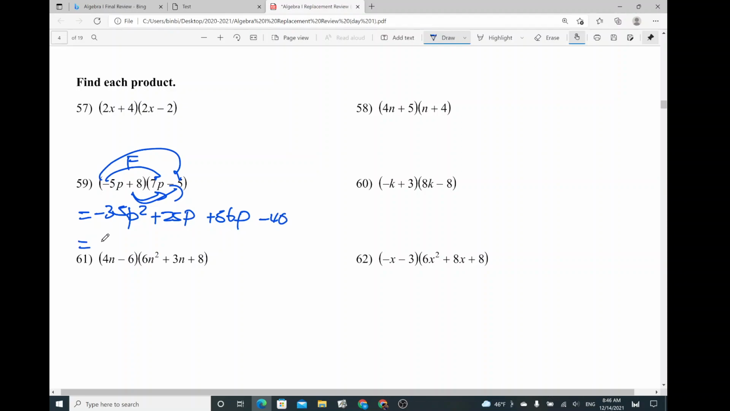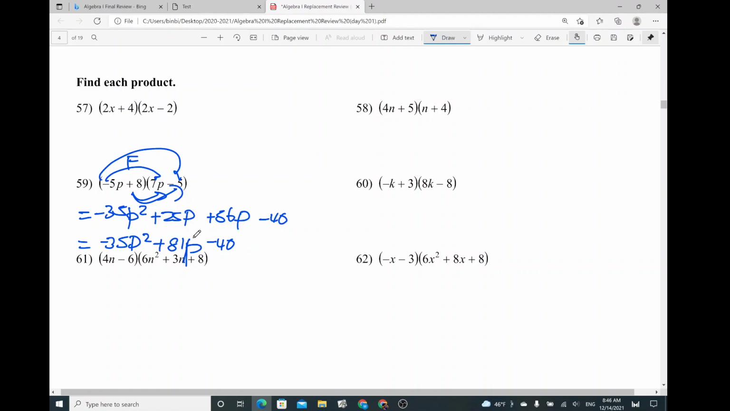So what we got here is negative 35p squared, 25p plus 56p, which is 81p. And then minus 40. Again, the standard form from the greatest power to the least.